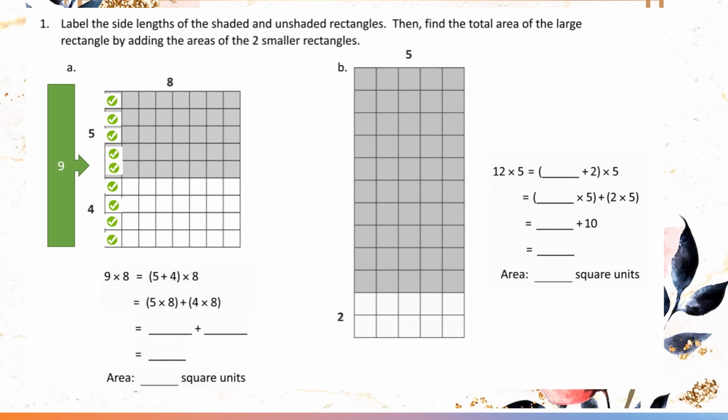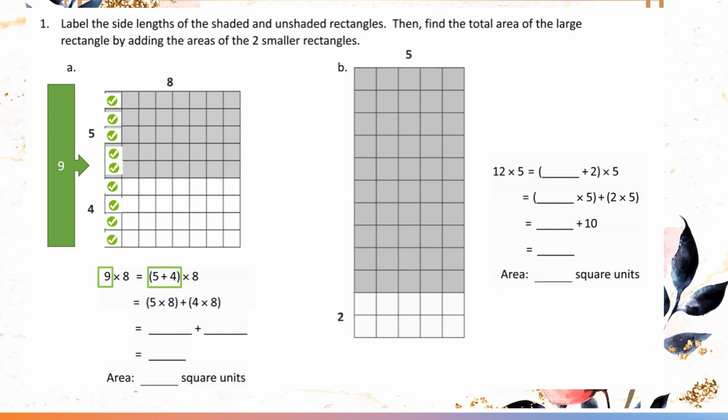So the whole thing is 9, which means the area equation is 9 times 8. But because we're using the distributive property strategy today, we're going to break apart the bigger number, which is the 9, into the 5 and the 4. Now that gives us two new equations, two smaller equations. So instead of multiplying 9 times 8, which is a larger equation, we broke that into two smaller equations. So now we have 5 times 8 plus 4 times 8. And then we're going to solve the smaller equations and put them back together to get the answer.